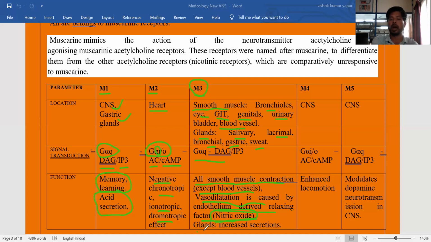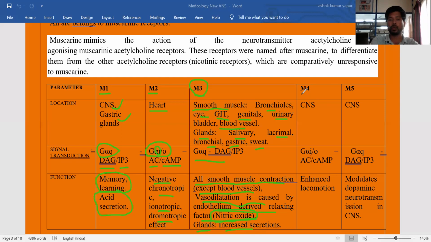Next, glands. On glands, acetylcholine always increases secretion. Acetylcholine increases lacrimal secretion, salivary secretions, bronchial mucus secretion, gastric acidic secretion, as well as sweat secretion from the sweat glands.